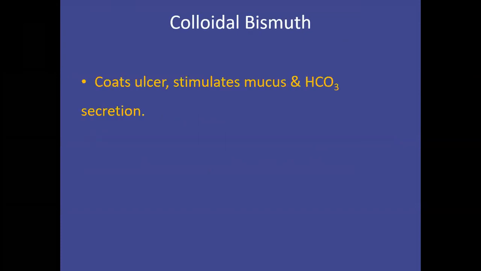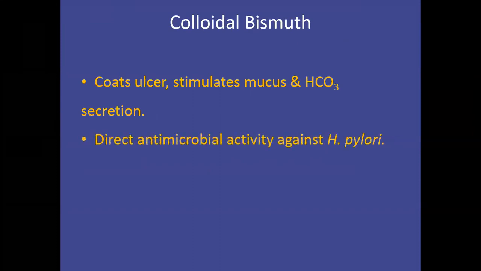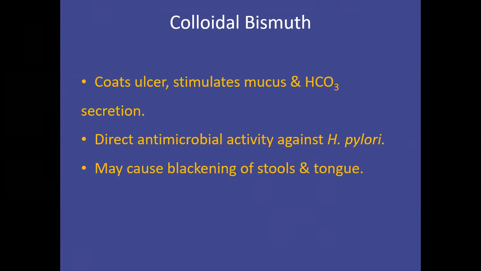The third mucosal protective agent is colloidal bismuth. It coats the ulcer, similar to sucralfate, and stimulates mucus and bicarbonate secretion from the epithelial cells. Also, it has been found to have some antimicrobial activity against H. pylori. It may cause blackening of stools and tongue.